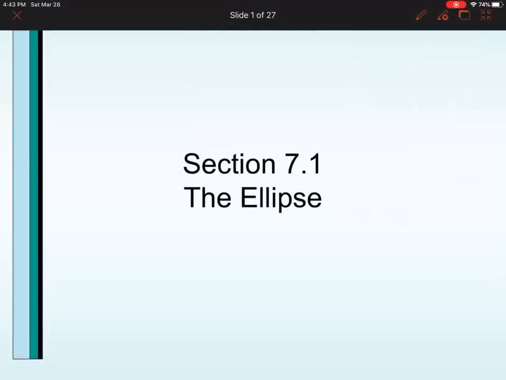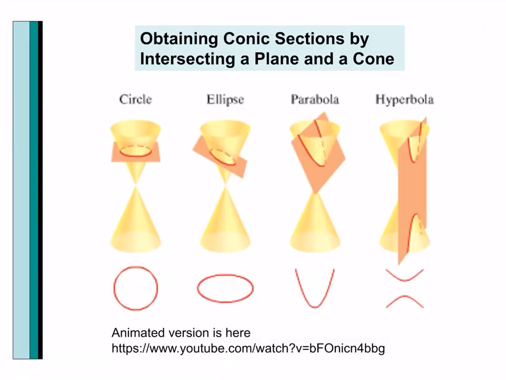All right, we have started chapter 7, section 1, the ellipse. It's an interesting little thing. An ellipse is one of the 4 conic sections that we study, and you can see here how they're made. You take a cone and you run a plane through it, and it is a section of a cone. If you want to see the animated version, there is a YouTube video there you can see.